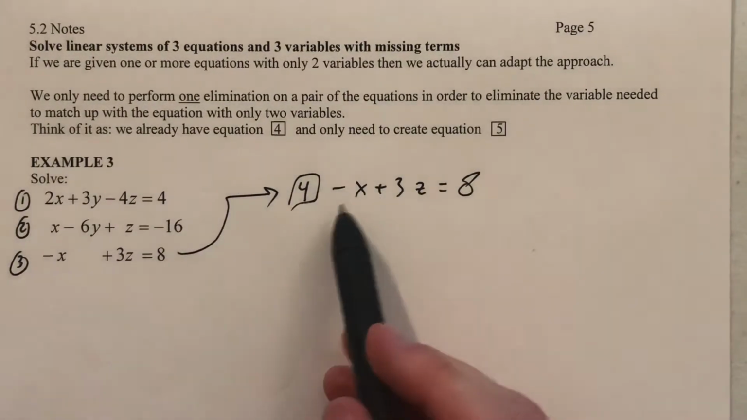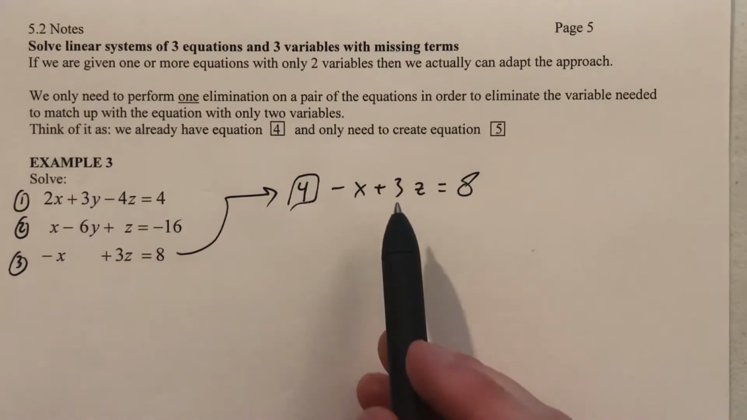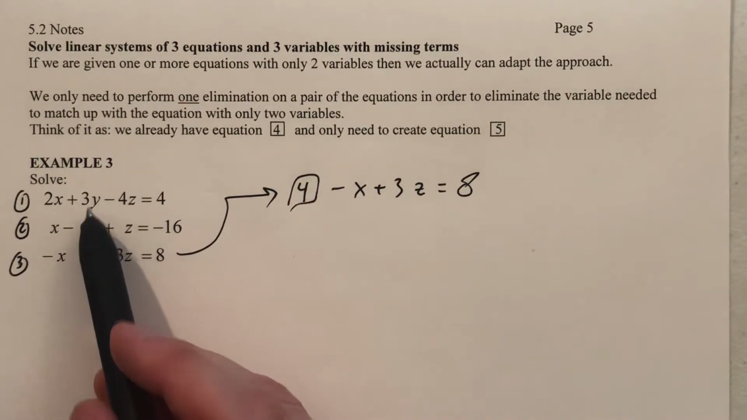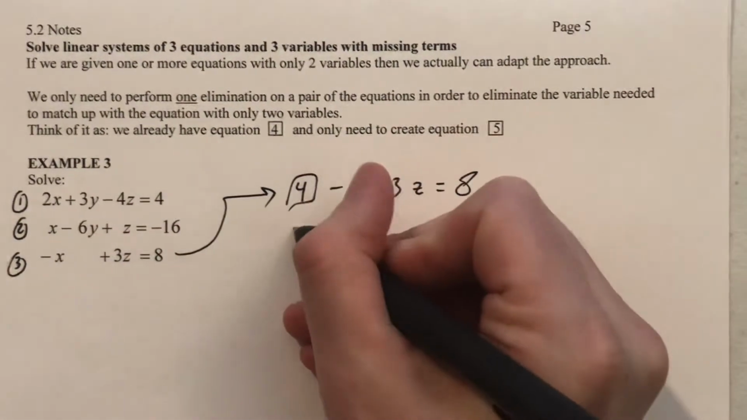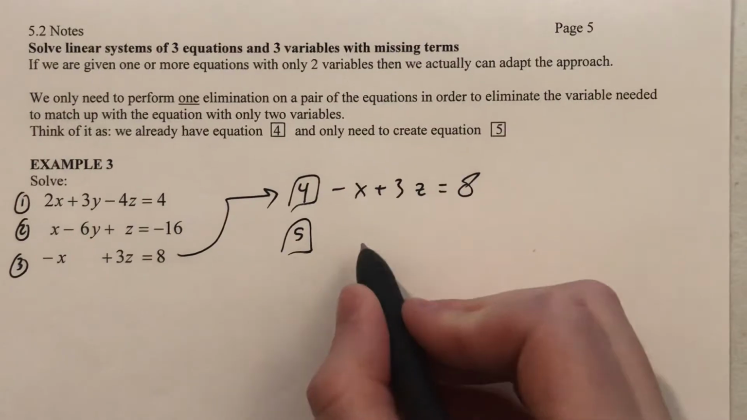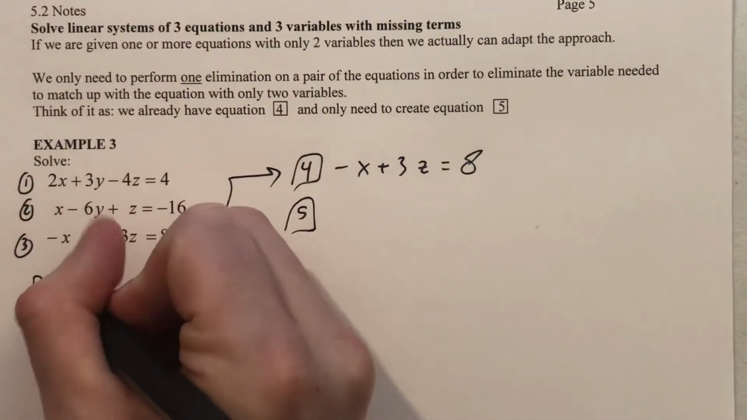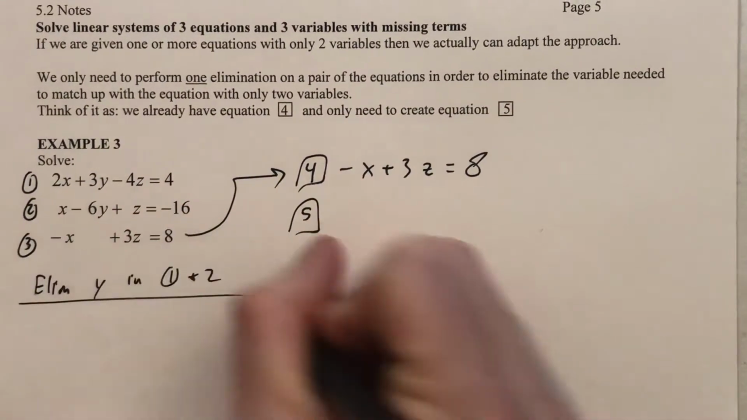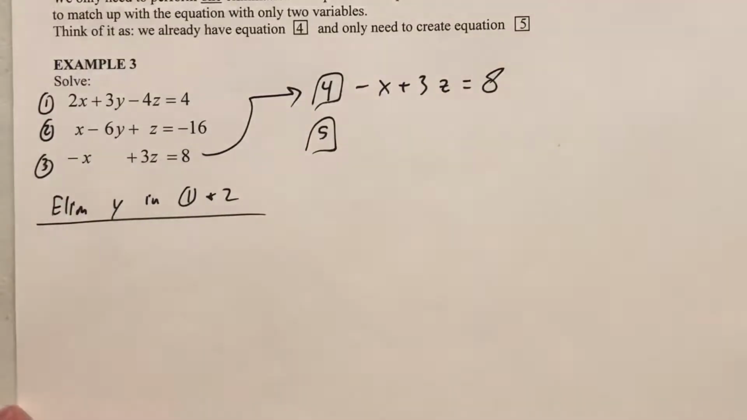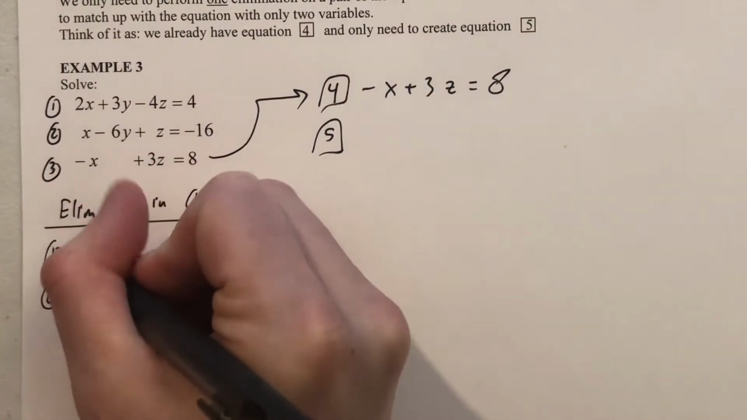The reason we do that is we now have an equation in 2 variables. All this does is it forces our hand to use the other 2 equations and to eliminate the missing variable, because we know we want to make an equation 5 in x and z as well. So that's it. We're going to eliminate the y in 1 and 2 to create that equation 5.